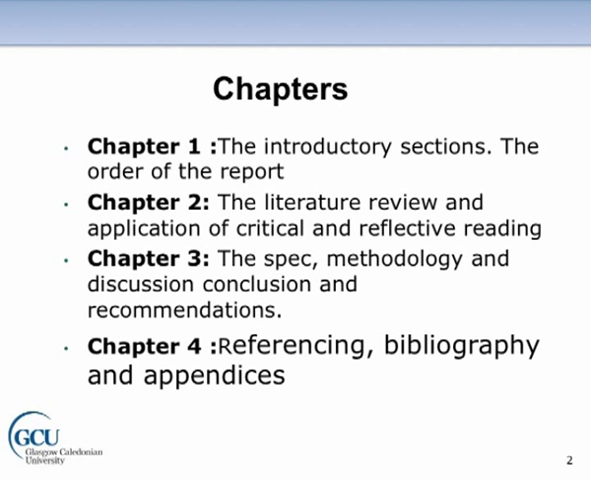The vidcast continues by explaining the information that is required in the literature review and gives some suggestions of how to apply critical and reflective reading. The next section includes the spec, methodology and discussion, and then the vidcast leads on to the conclusion and recommendations. Finally, the vidcast will explain the importance of correct referencing throughout the report and how to apply the references at the end of the technical report.